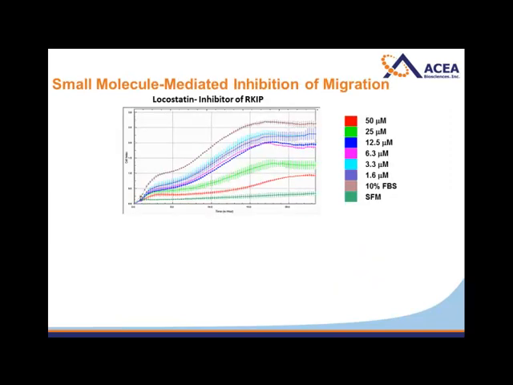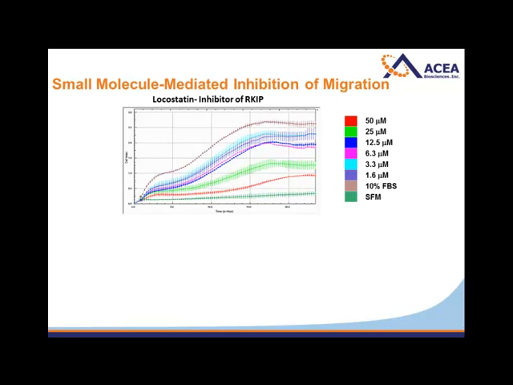So just a few examples of more real-world applications. This is mimicking what someone who's interested in possibly a cancer chemotherapeutic agent, which would inhibit migration, would do. Locostatin is like a tool compound. It's an inhibitor of a kinase involved in migration.